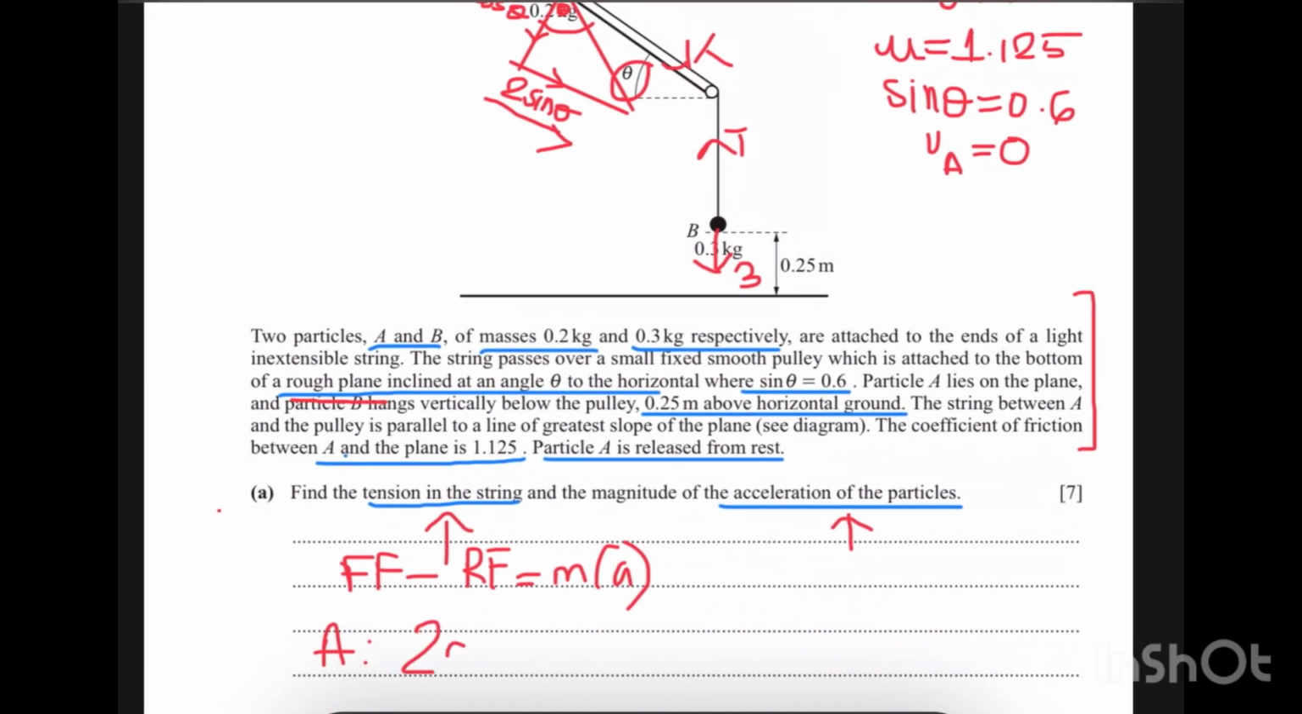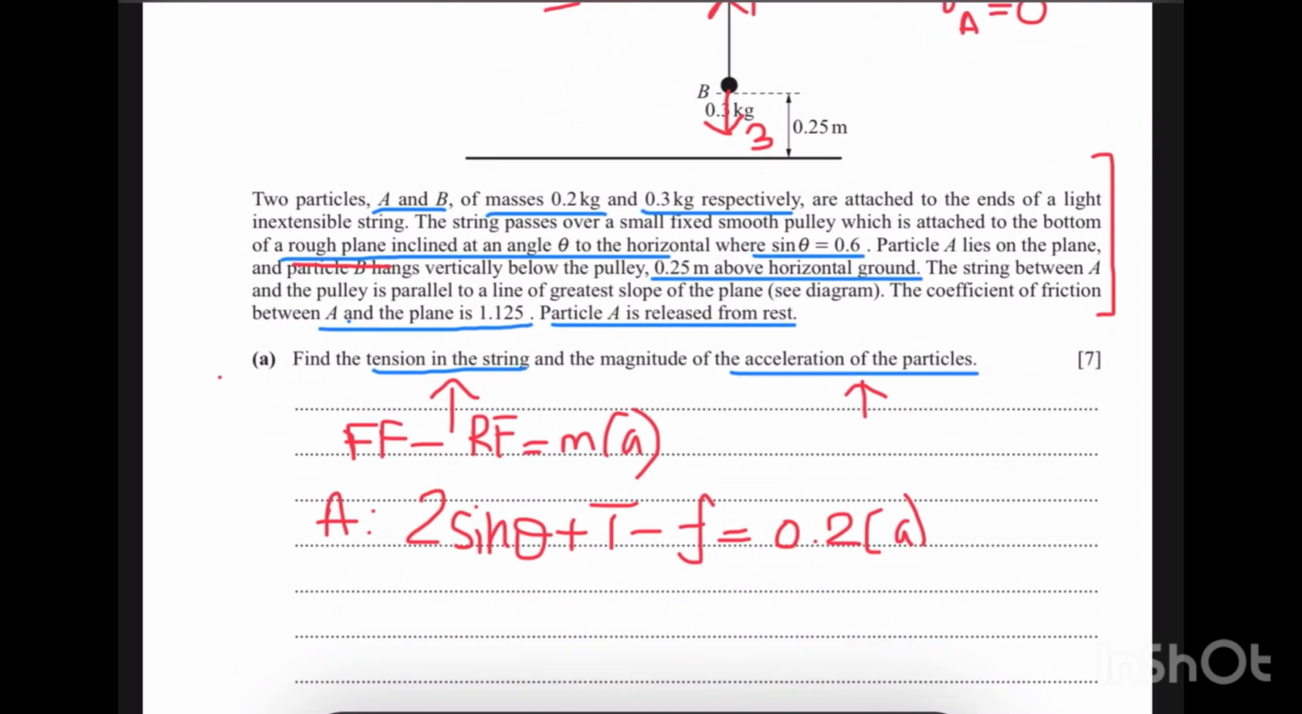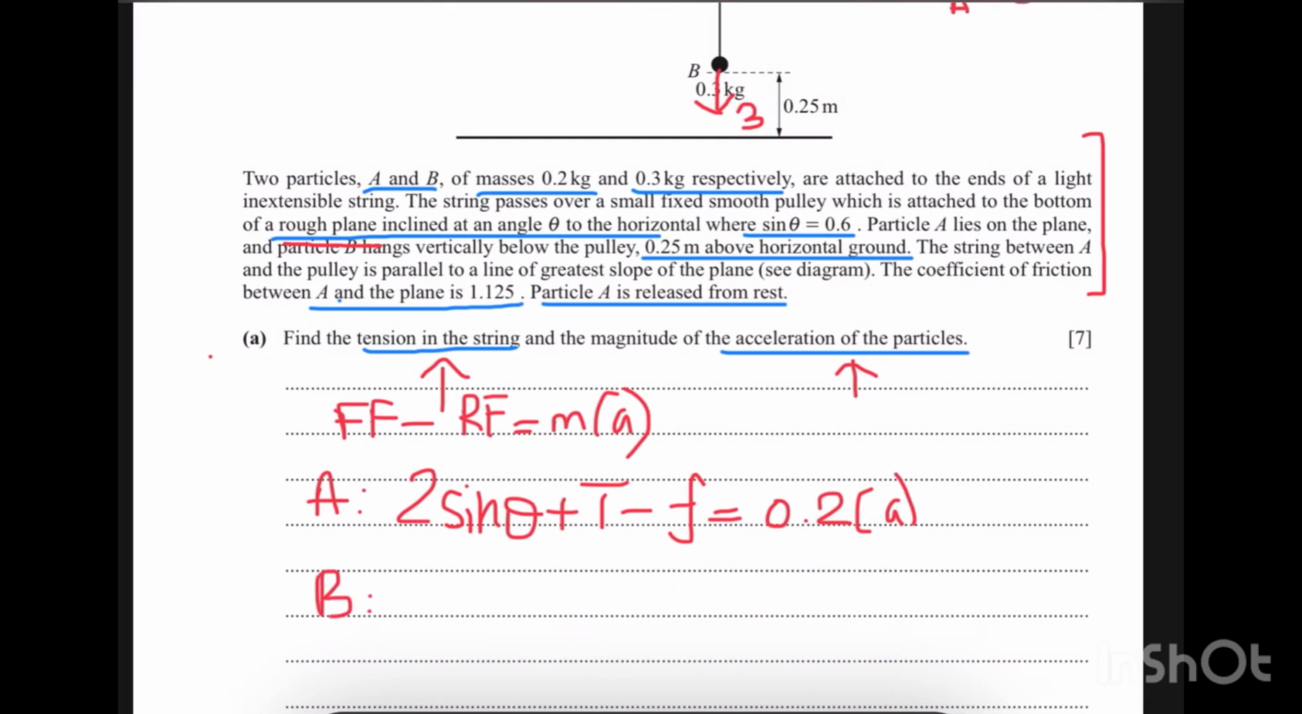So let's write down the components for A. Forward force I will write as 2 sine theta plus T, which is tension, minus the resistive force of friction is equal to m, where the mass is 0.2 and the acceleration is missing. But for B, the forward force is this component of the weight, which is 3. The resistive force is only the tension and there is no friction since it is not on the plane, is equal to 0.3, which is the mass multiplied by the acceleration. They both have the same acceleration since they are connected.